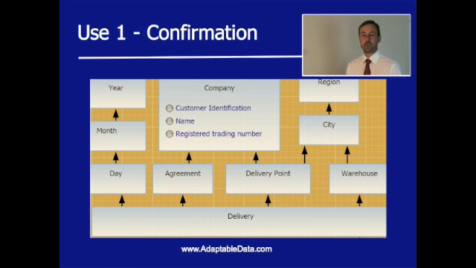So let's use that reading technique to test whether our model is accurate or not. So we'd say each delivery point must be for one and only one company. That's the relationship between delivery point and company. Now I can test the relationship by inverting the reading technique. I can say it's not possible for a delivery point to be for more than one company.